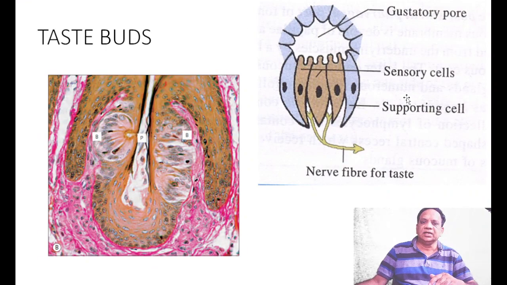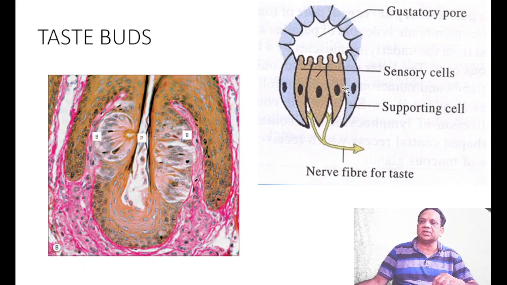And you can see these are the taste buds. The taste bud appears like this. You can see this is the taste bud. The taste bud consists of, it is a circular or globular structure with a central pore. This P is for pore. This is the pore, and these are all the cells.